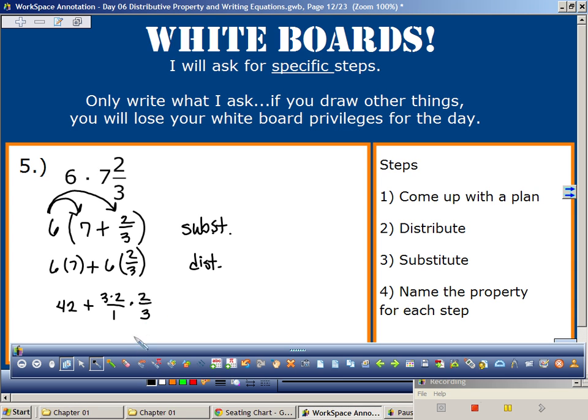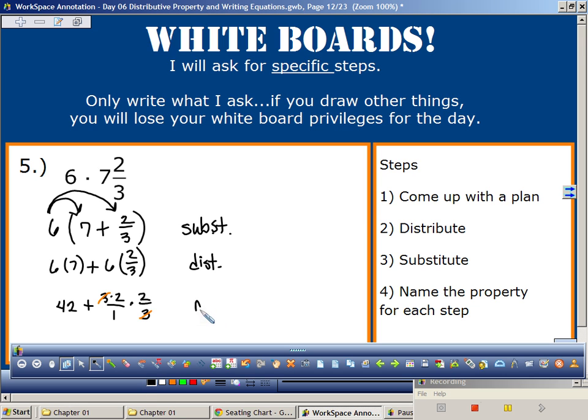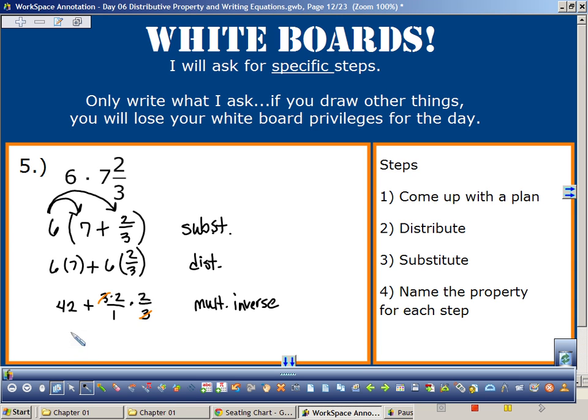Why in the world would Mrs. Muller write it like that? Yes, sir. Because 3 divided by 3, 3 in the numerator and 3 in the denominator are inverses of each other. Multiplicative inverses. Right? Well, no, you don't have to put it on your whiteboard. So I'm now left with 42 plus 2 times 2 is 4 equals 46.